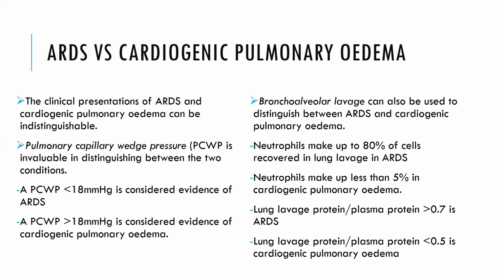The other one is that, don't forget when we started, the inflammatory mediators with proteinosis. So we look at the lung lavage protein over plasma protein. If we have more protein in the lung lavage with a ratio of 0.7, it is indicative of ARDS. When the lung lavage protein over plasma ratio is less than 0.5, it is cardiogenic pulmonary edema.